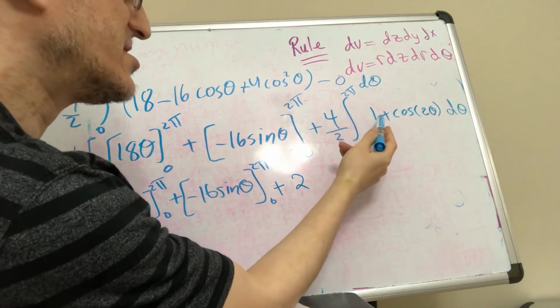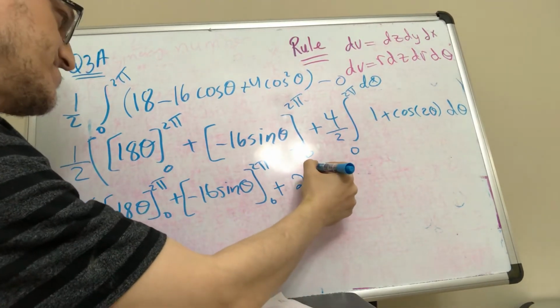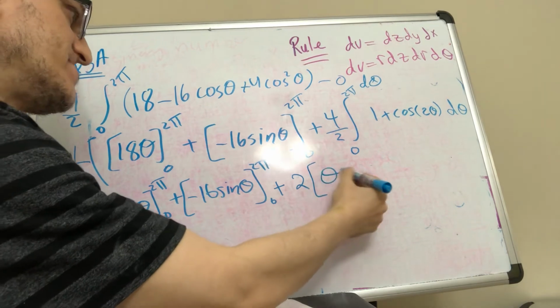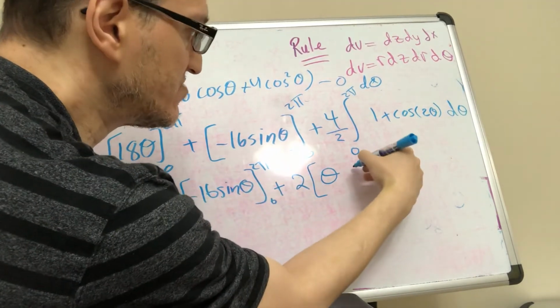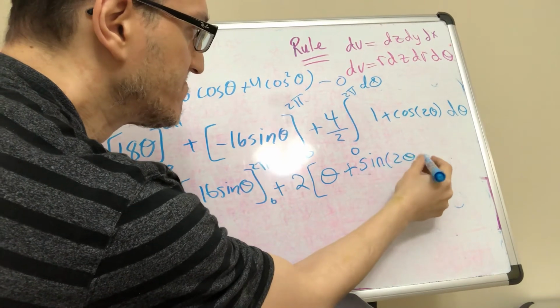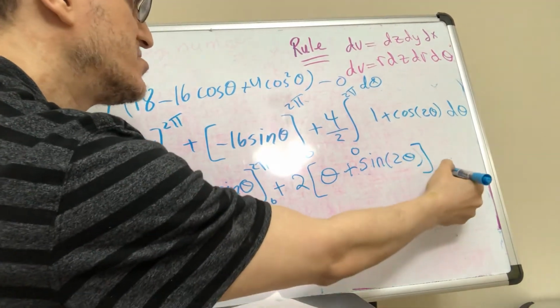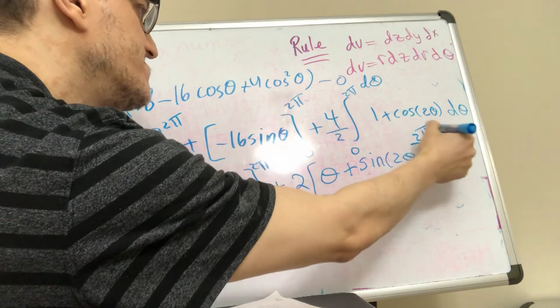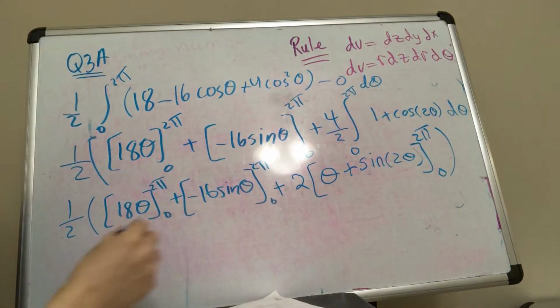The integration of 1 is theta. And the integration of this would be sine of 2 theta, and you're between 0 and 2 pi. We start plugging.